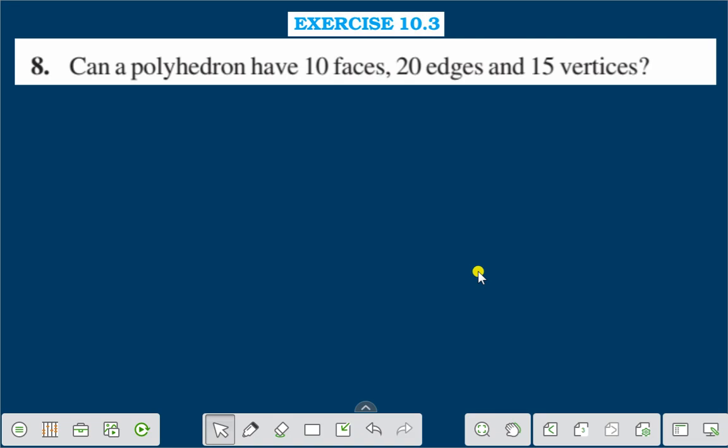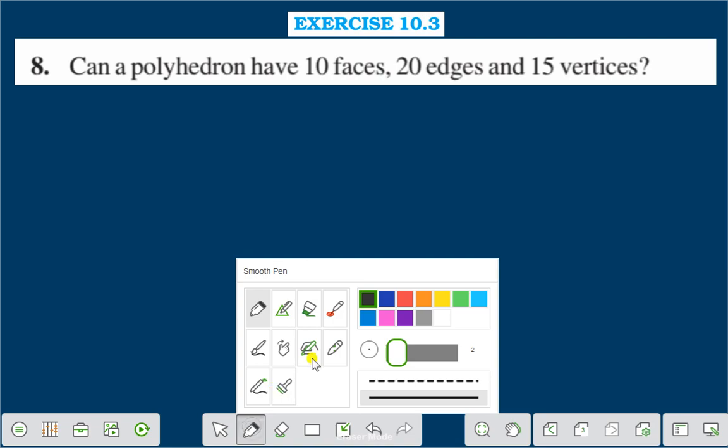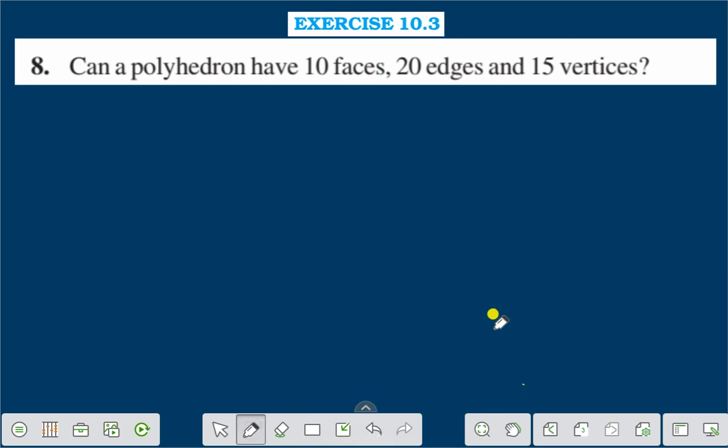Hello everyone. Today I'll discuss exercise 10.3 question number 8. Let us solve question number 8. Here question number 8 is: can a polyhedron have 10 faces, 20 edges and 15 vertices?